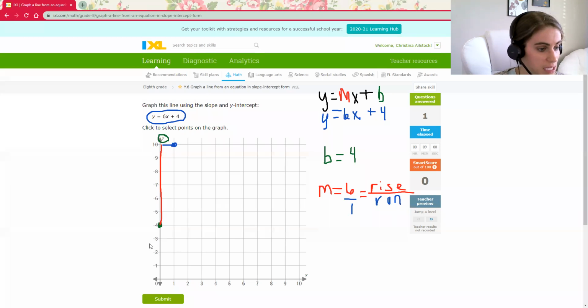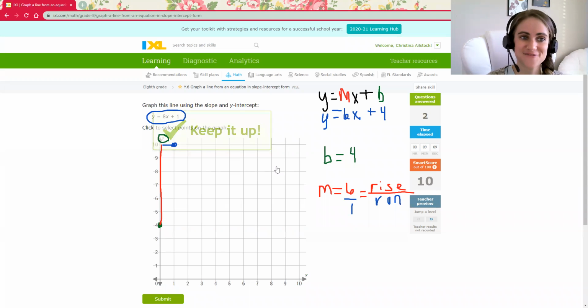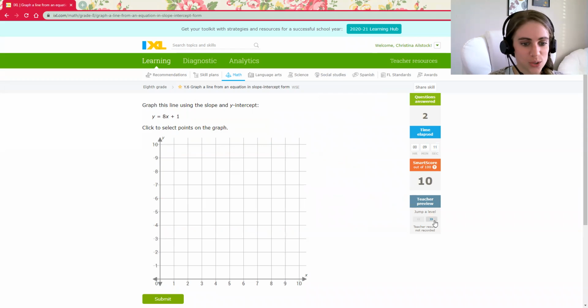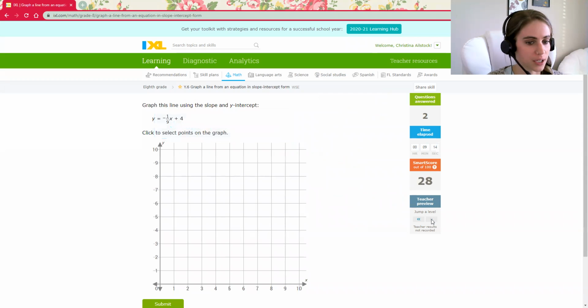All right, let's graph this on IXL now. Y-intercept of 4, we did our slope, which is our movement, up 6 over 1. We got our line. Let's see what we got. Very good. All right, guys, let's do one more together.